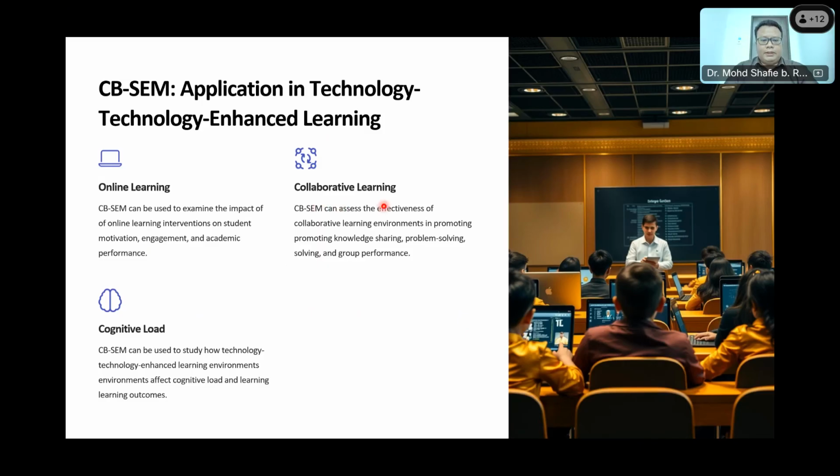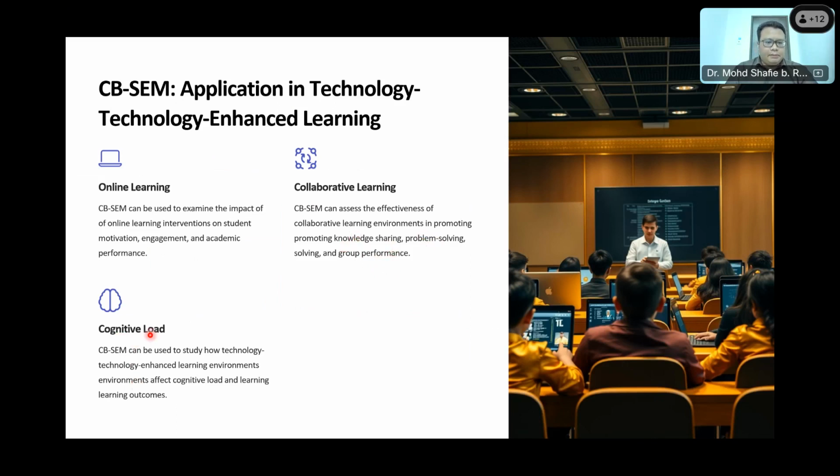For collaborative learning, covariance-based SEM can assess the effectiveness of collaborative learning environments in promoting knowledge sharing, problem solving, and group performance. Meaning that if they are learning using a collaborative learning approach, or a collaborative system that you design to promote collaborative learning, you can understand the relationship between these variables using covariance-based SEM.